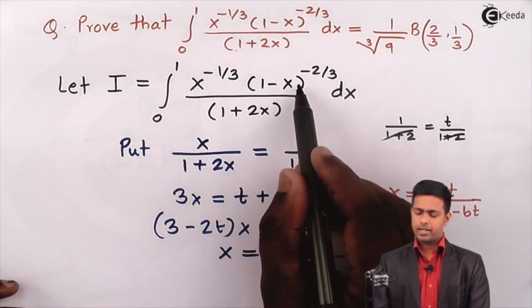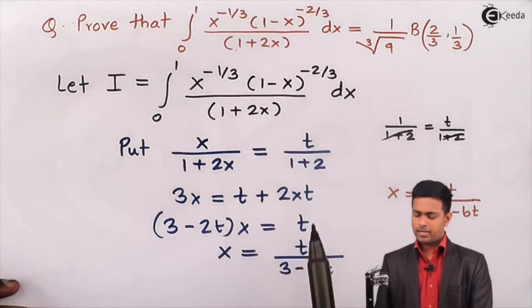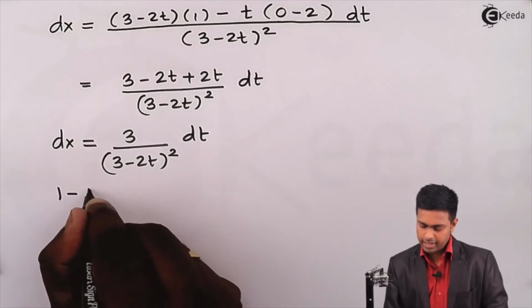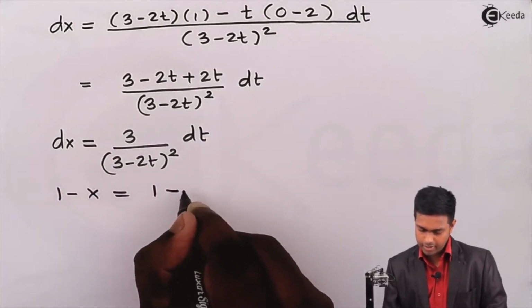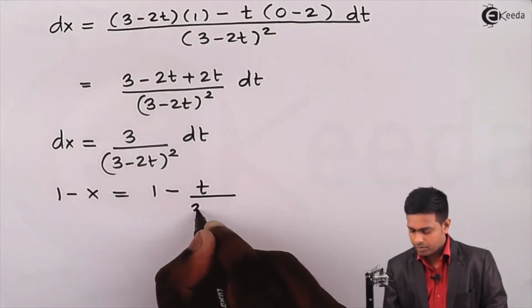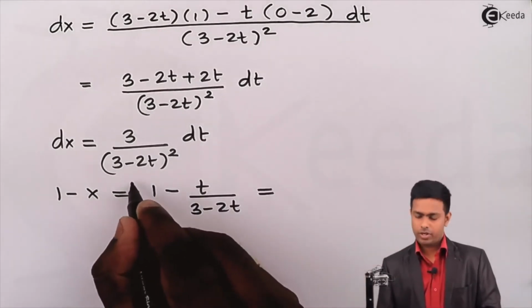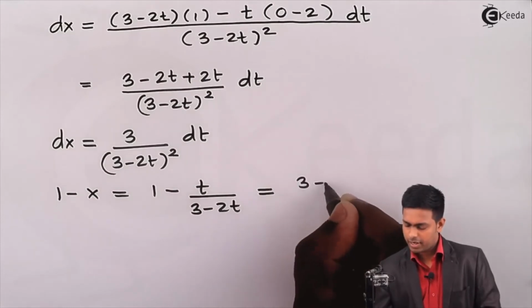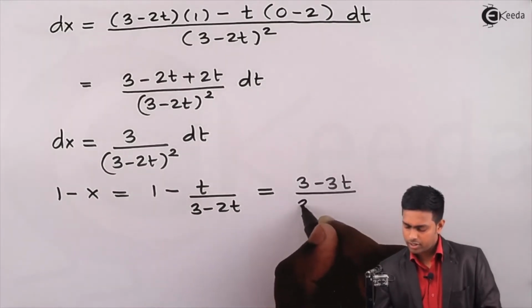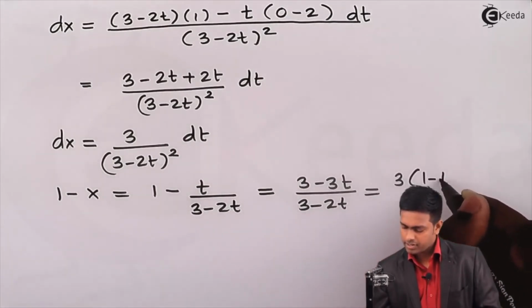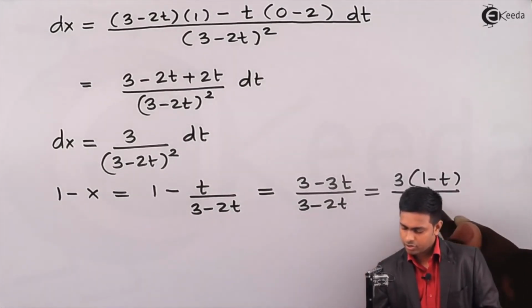So let's get 1 minus x. For that I'll say 1 minus this value of x. So 1 minus x is equal to 1 minus t upon 3 minus 2t. So it is equal to 3 minus 2t minus t, that is 3 minus 3t upon 3 minus 2t. It will give us 3 into 1 minus t upon 3 minus 2t.